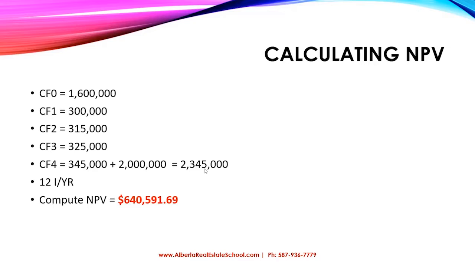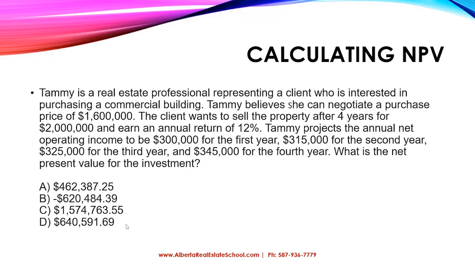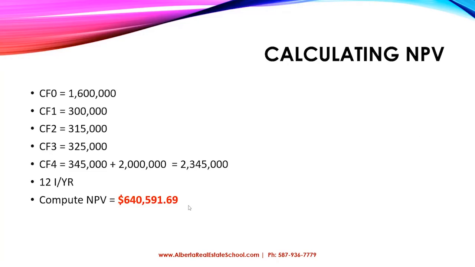So $2,345,000 will be our cash flow for the fourth year. And the rate of return that the investor is looking for here is a 12% rate of return. So that will be our interest rate. And then we will look at our net present value. So in this case, the answer is $640,591.69, which was our last option here. All right, so let's take a look at the actual calculations.